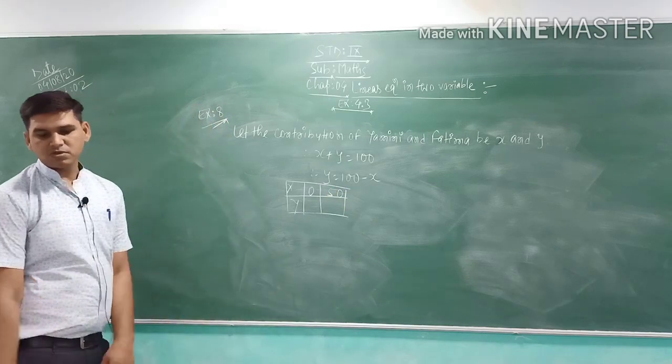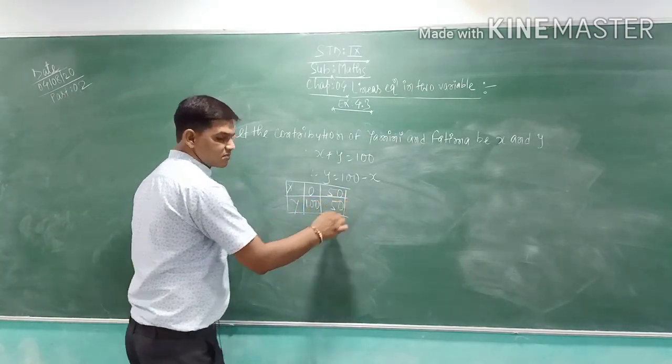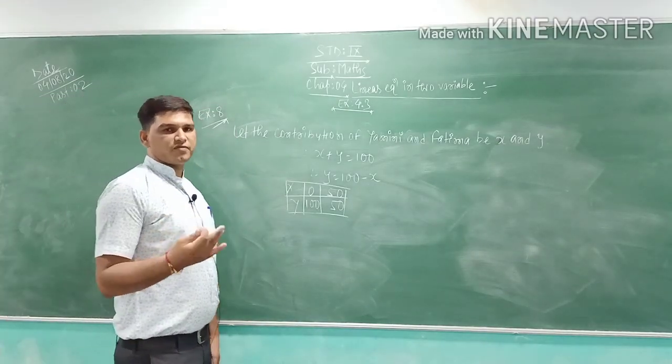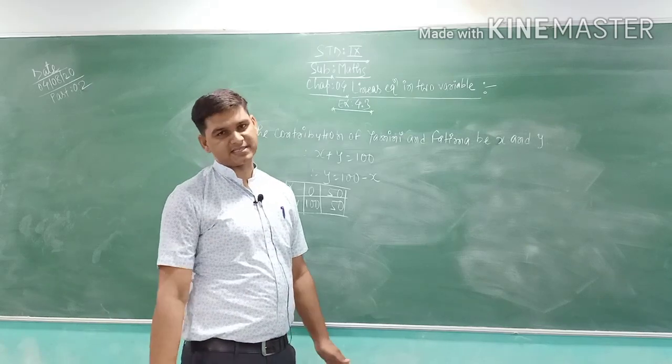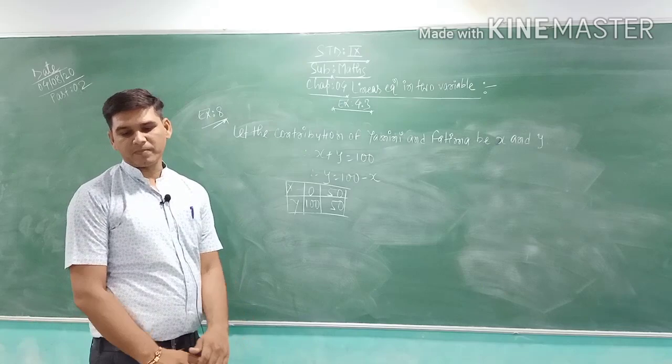So take x equal to 0, y is equal to 50. Then y 100 and y 50. Right? That is a simple question. So the contribution of Yamini and Fatima is x and y. Both the contributions total 100 rupees. Then it can be easily represented on a graph.